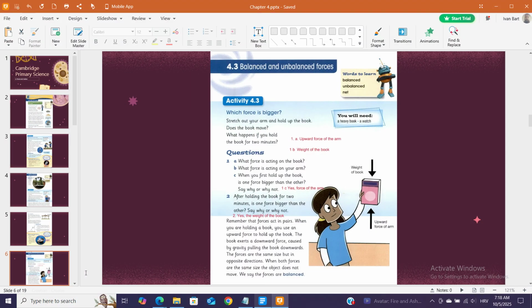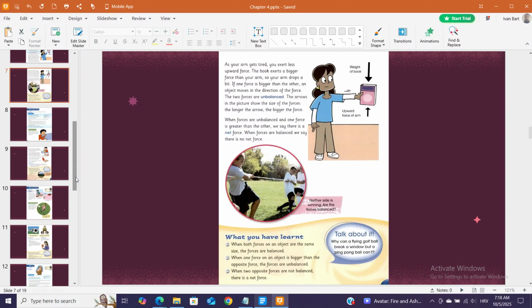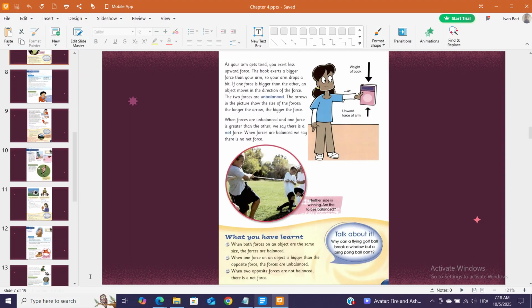As your arm gets tired, you exert less upward force. The book exerts a bigger force than your arm, so your arm drops a bit. If one force is bigger than the other, an object moves in the direction of the force. The two forces are unbalanced. The arrows in the picture show the size of the forces. The longer the arrow, the bigger the force.